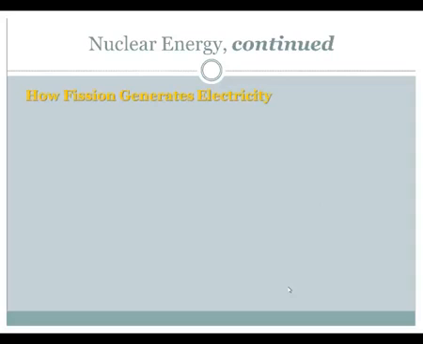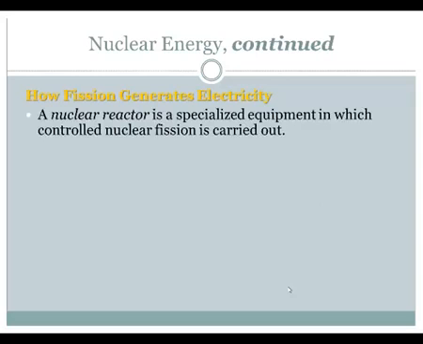So how does fission generate electricity? A nuclear reactor is specialized equipment in which a controlled nuclear fission reaction is carried out. The important part to this is that it is controlled. We use control rods inside of the reactor that collect some of the neutrons that are being shot off in this reaction. Those neutrons that are collected don't cause the chain reaction to occur and escalate quickly.